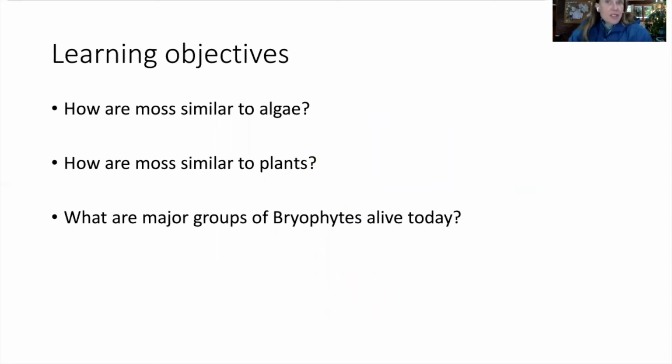So your learning objective for today is to understand how mosses or bryophytes are similar to algae. How are they similar to plants? And what are the major groups of bryophytes alive today? There's only 3 of them, so I'd like you to know a little bit about them, and I'll talk about those at the end.